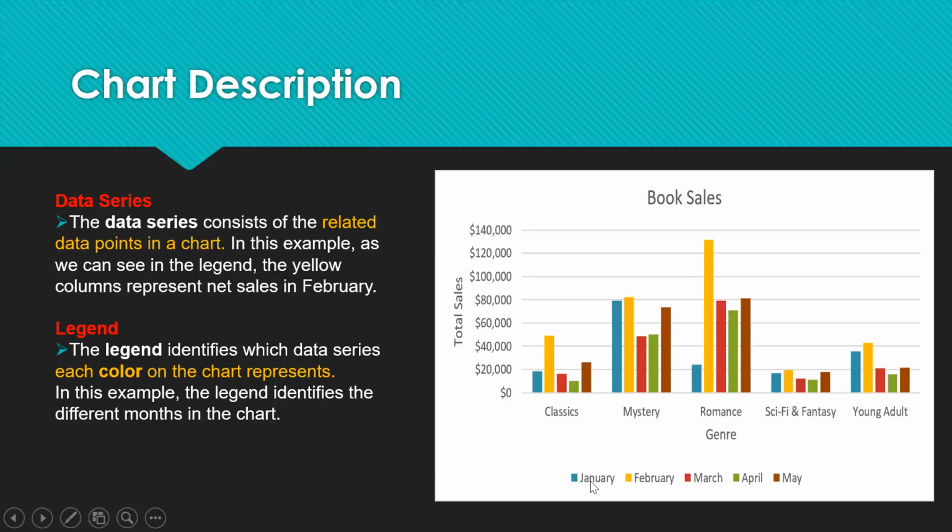Okay, so similarly, we have separate colors for everything. The legend identifies which data series each color of the chart corresponds to. In this example, the legend identifies the different months of the chart. So here you can see the months of the chart displayed for each legend. So data series and legend are a bit similar.